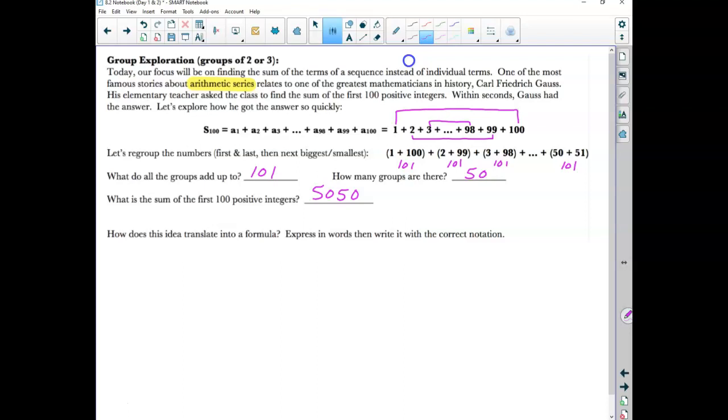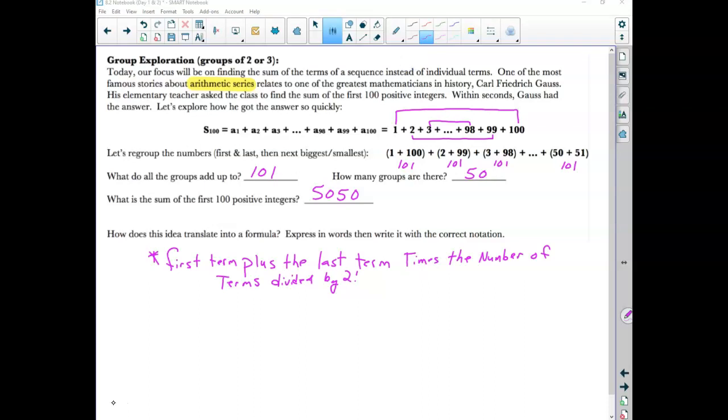Express it in words, then write it with the correct notation. Well, I'm going to hit pause so I can write it down so I don't waste time in the video writing my words. Okay, so if we look at this, the idea translates into what we would say in a sentence: well, the first term plus the last term, because he took the first term plus the last term right here, and he added them together.